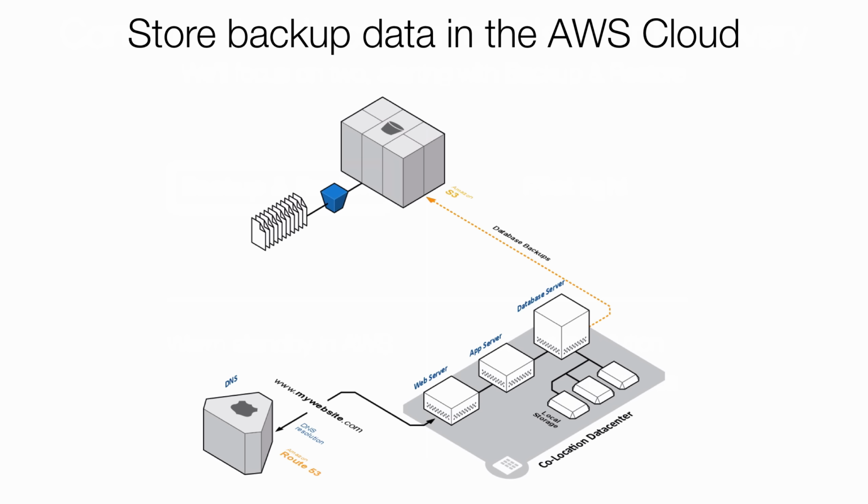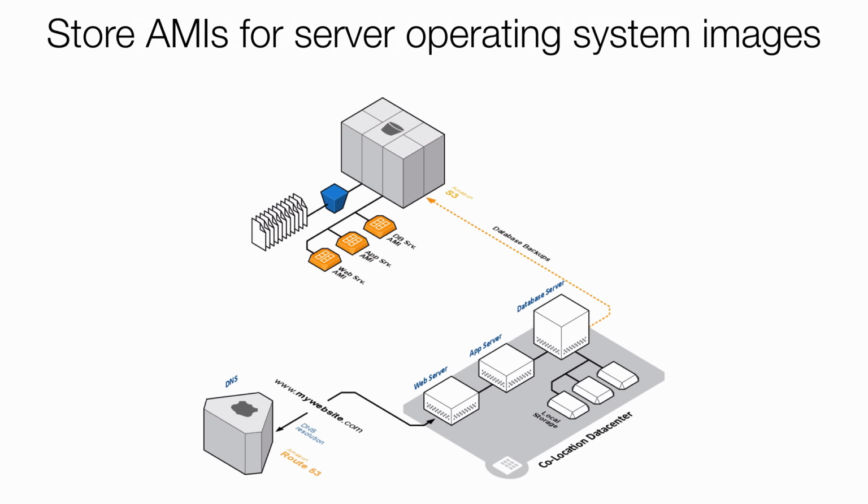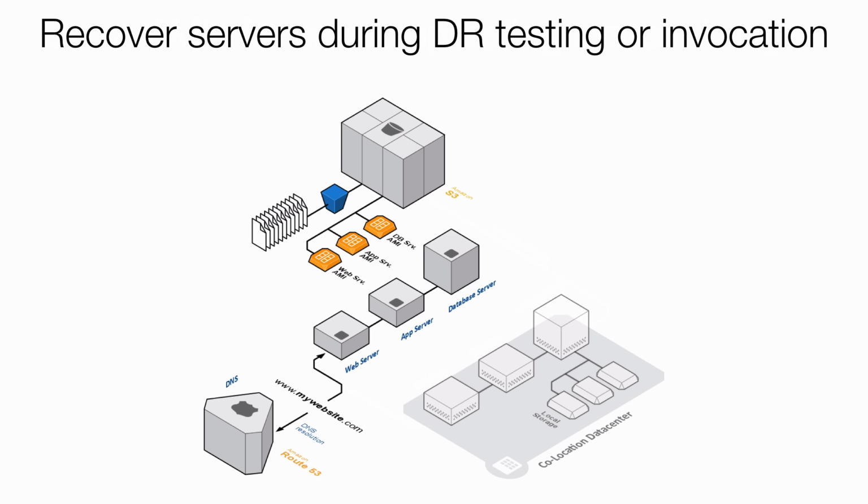So your backups will be sent to Amazon S3 through a variety of different means, and they'll be stored there so that they're available for you in the event of a disaster. You can also store AMIs, or Amazon Machine Images, for server operating system images. This means that if you do need to invoke DR, you're then able to reconstitute, recreate those servers in the AWS Cloud for disaster recovery purposes, either for testing, which you should do frequently, obviously, or for invocation of DR in the event of a really serious disaster befalling your co-location data center in this example, or your production data center facility.